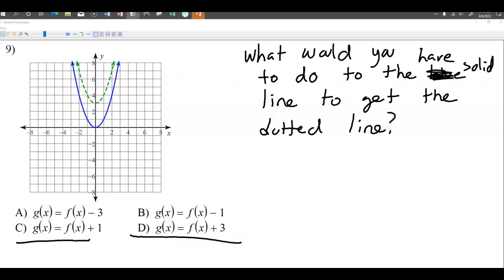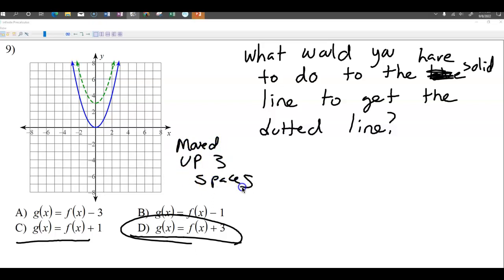Now here's my question to you. We have to decide which one it is. Does it look like it moved up one space or three spaces? The answer is B. It moved up 3 spaces. So this might be a nice note to add. It moved up 3 spaces, so that's why it looks like that. Okay?